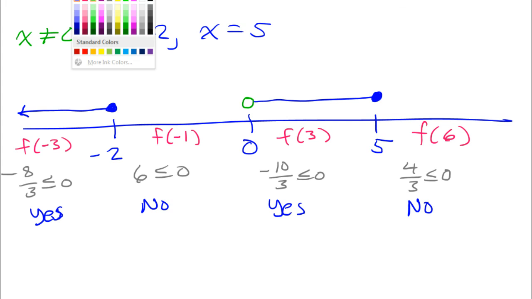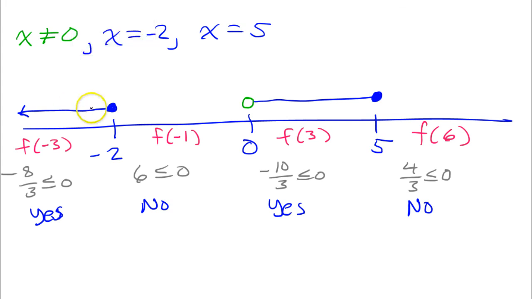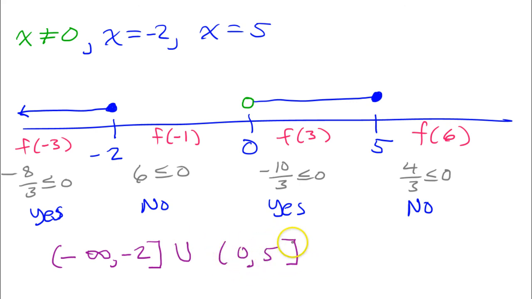So in interval notation, for this first portion, that's from -infinity to -2. So I will put -infinity to -2, round and square bracket. Then union 0 to 5, round and square. So this would be the solution set in interval notation.